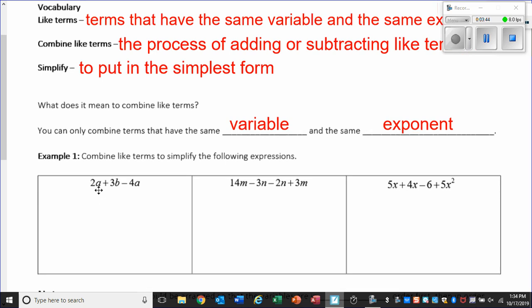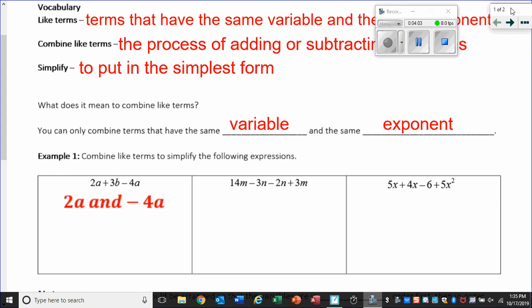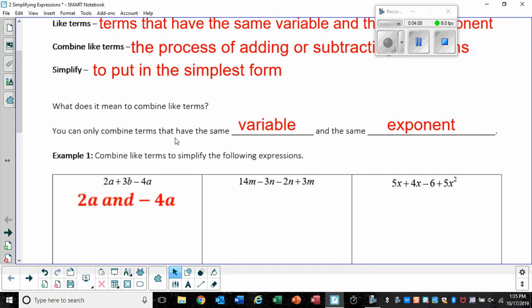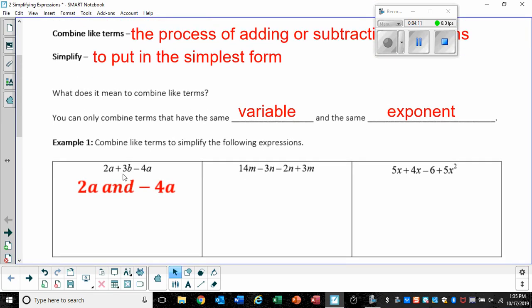So here we have 2a, we have 3b, and -4a. Okay? If we look at it, we know that 2a and -4a are like terms because they both have the a. So we can combine it. And actually, I'm going to make this smaller. One thing I like to do, guys, and I'm going to do it for the next example, I'll show you. So we can combine those. So 2, and the way that we combine it, we just combine the coefficient. 2 plus -4 or 2 minus 4. That's what we're going to do.